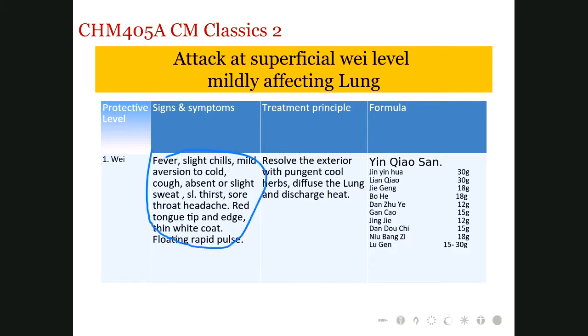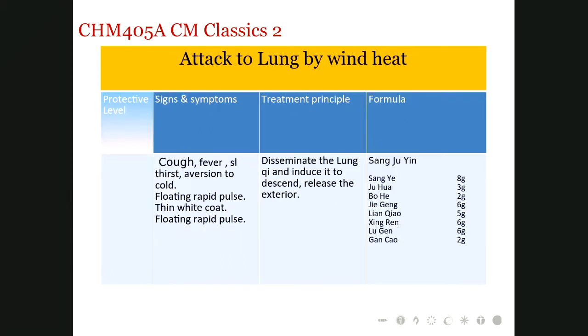If there's no sore throat, what formula can you use in the wei level of the windworm? If there's no sore throat involved, sang ju yin, excellent. So good, it's very, very obvious. So at least we remembered it, we understand it. That's excellent.